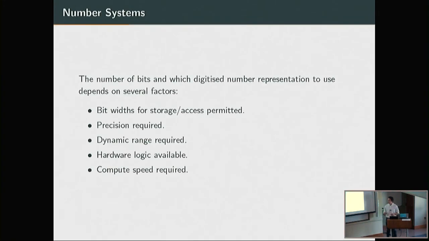And the first up, obviously, is your number system. So you're given a certain number of bits, and you have to represent a real number in these bits. And the limitations on this, or deciding on your bit widths, is often not up to you. You're limited by your storage access permitted, by your precision required, your dynamic range required, what sort of hardware logic do you have available, what is allowed, and then what compute speed is required. And compute speed is going to affect what type of number system you use.